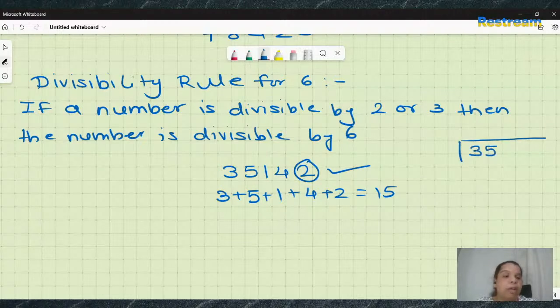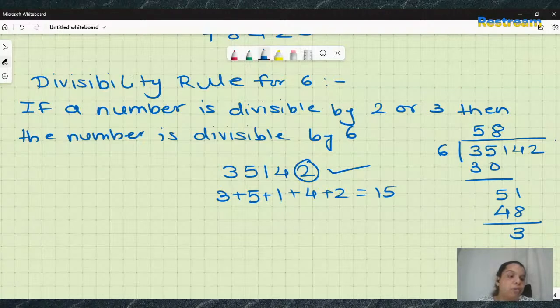So 35142 divided by 6. 6 times 5 is 30. 5 comes down, 51. 6 times 8 is 48. 3 comes down, 34. 6 times 5 is 30 again. 4 comes down and 2. 6 times 7 is 42. So this number is also divisible by 6.